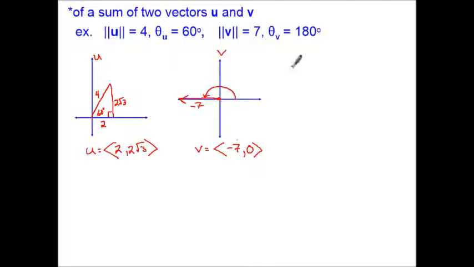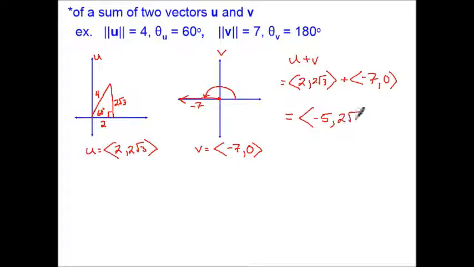Then to do u plus v, I have u, which is 2 comma 2 root 3, plus the other one, negative 7 comma 0. We just add the x's and add the y's appropriately, so 2 plus negative 7 is negative 5. And then 2 root 3 plus 0 is a nice clean 2 root 3. So there's the component form of the sum. Basically what we did in the previous example, you just have to do it twice and then add the results together.